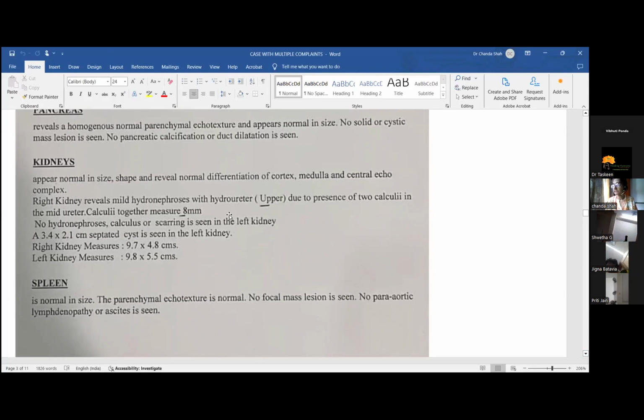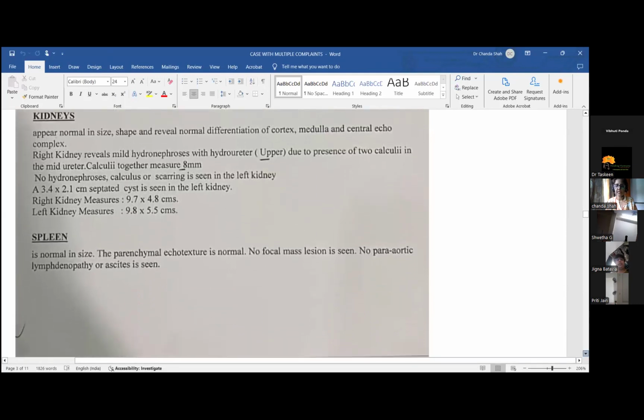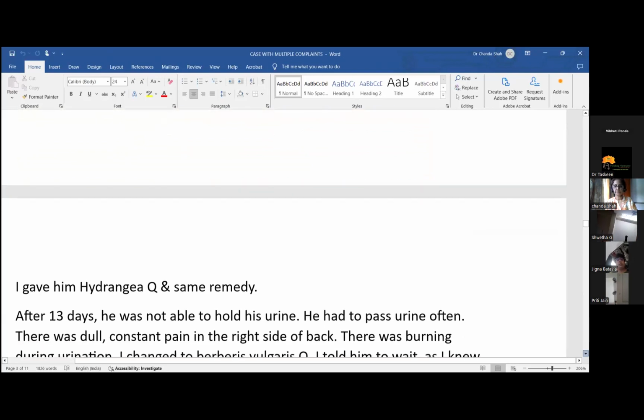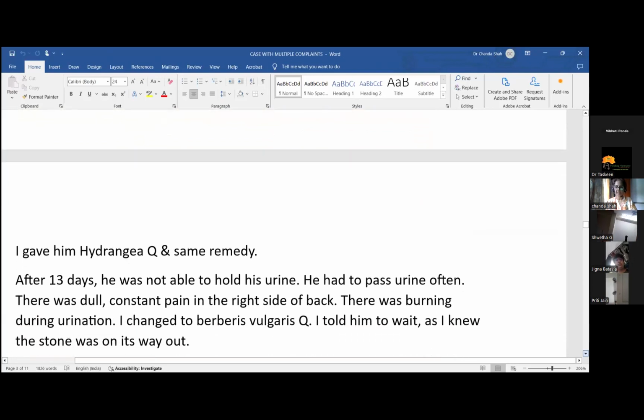Now, remember the diameter of the ureter is 10 millimeters. So 8 millimeter stone is difficult to pass, okay, but it is not impossible. Yeah, if the stone is 3, 4, 5 millimeters, it's easier for the stone to come out just with hydrotherapy. A lot of water, it'll come out. But this is 8 millimeters, so it's a little bit challenging, okay. But once you know the constitutional, then you can really help the patient. So then, what I did is I gave him hydrangea mother tincture. And I gave the same remedy twice a day for 2 days. Okay, the constitution.